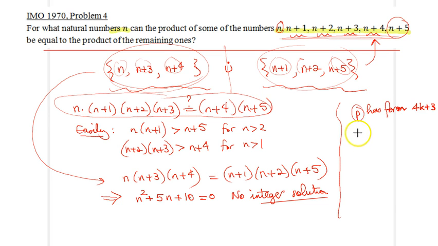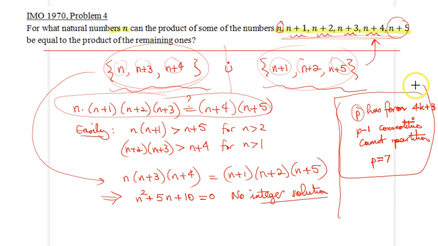As I said, p minus 1 consecutive numbers cannot be partitioned. And again, in this problem we are looking at the case where p is equal to 7. But see if you can solve this more general case in your spare time.